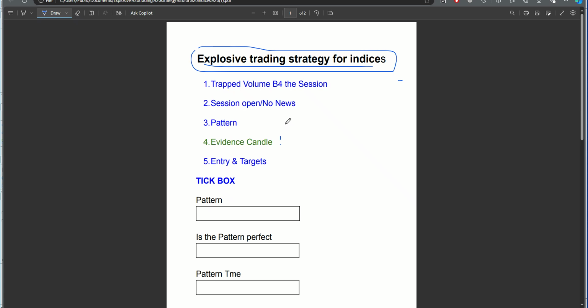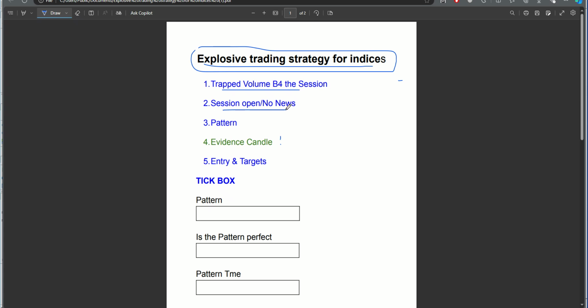Today there is a lot we're gonna discuss, and guys, please pay close attention because I'm gonna go through a lot of things. First of all, we have 5 criteria with this strategy. The first one is identify trade volume before the session. I'm gonna show you step by step.